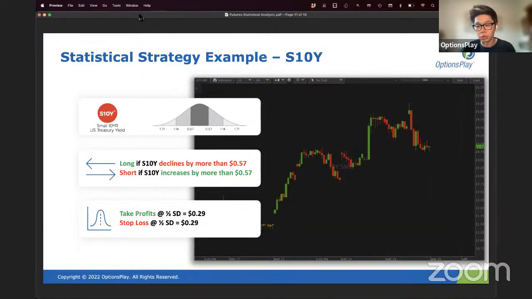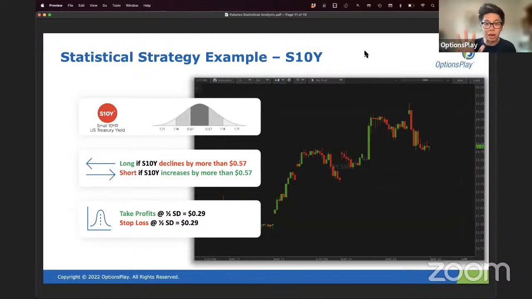But the one thing I do want to address is that there are some questions about how do I get these stats, these standard deviations. That is something I'm also going to talk about with Frank in just a couple of minutes, as to how you can get this for not only the S10Y, but all the products that the Small Exchange offers, this exact standard deviation calculation. But I just want to make sure everyone understands the trade itself, the example that we talked about.